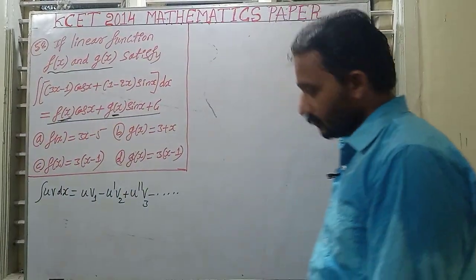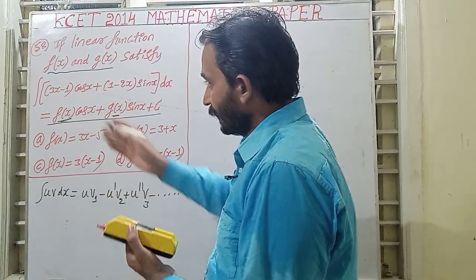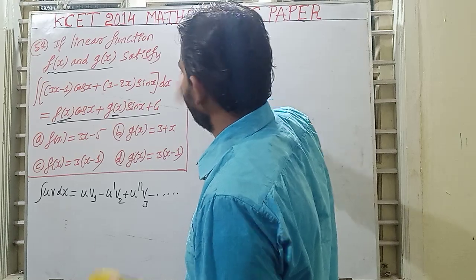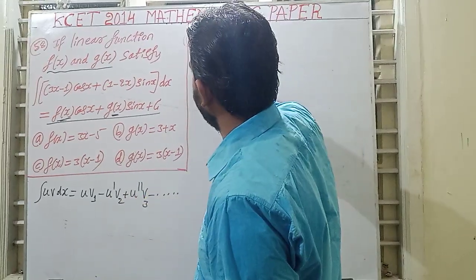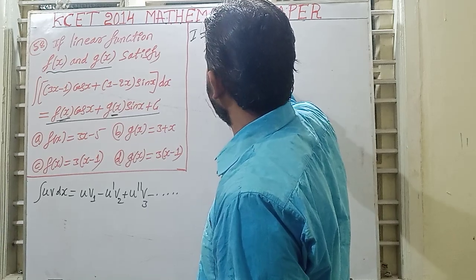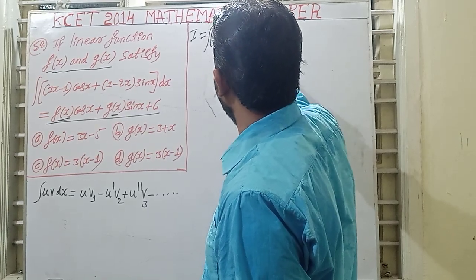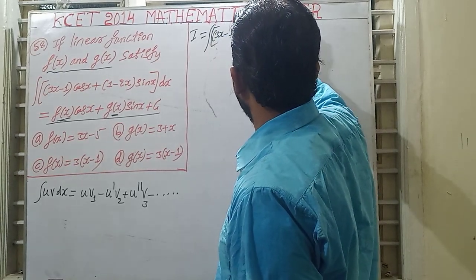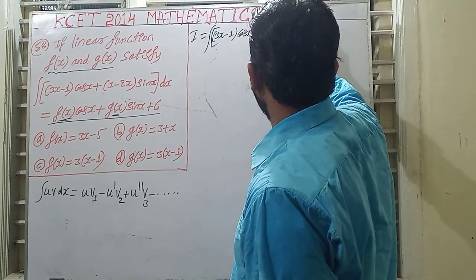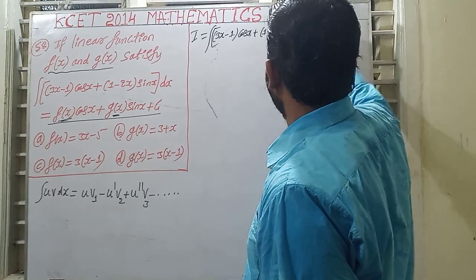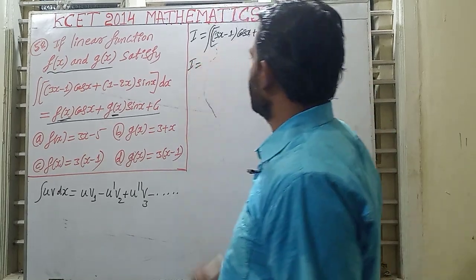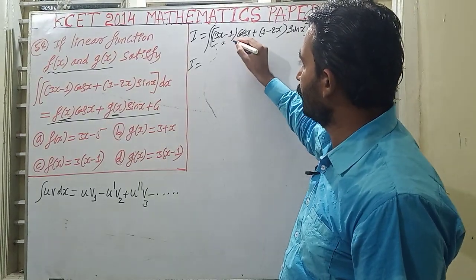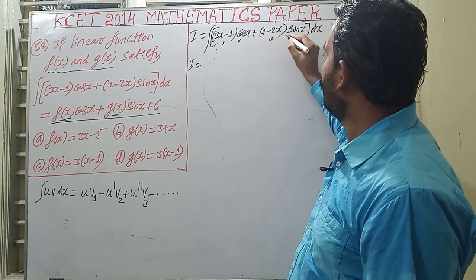So now start with the left hand side. We take the left hand side as I, which is equal to the integration of 3x minus 1 into cos x plus 1 minus 2x into sin x, bracket close, with respect to x. First, according to the rules of integration, we take 3x minus 1 into cos x. Here 3x minus 1 is u and cos x is v.